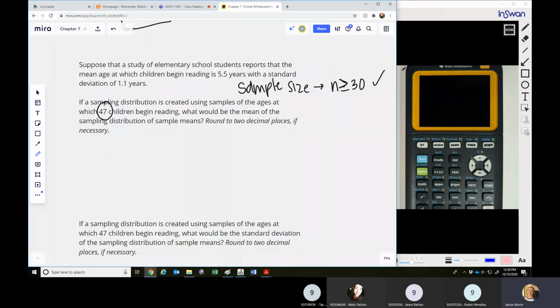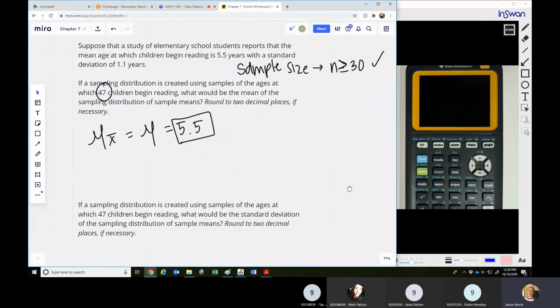Now we can go and calculate the mean of the sampling distribution. The formula for that is just the mean of the population. The mean of the population is 5.5. It says round to 2 decimal places. We can just leave it at 5.5. That's fine.